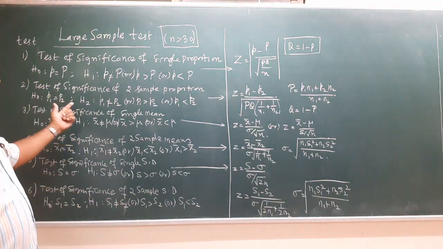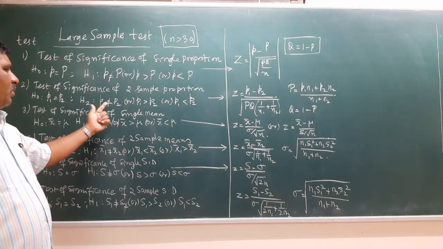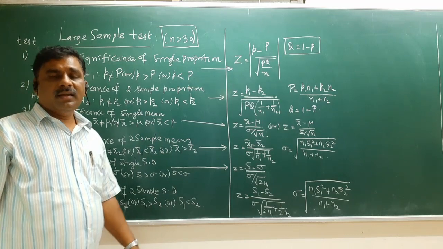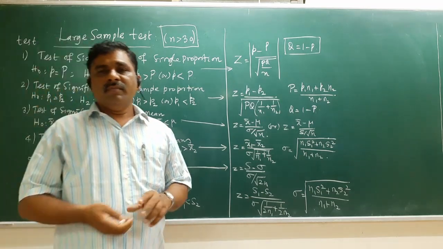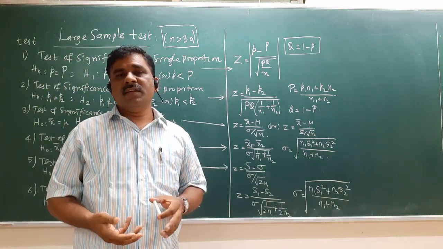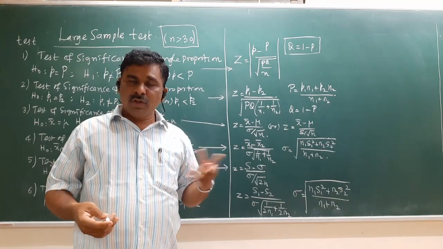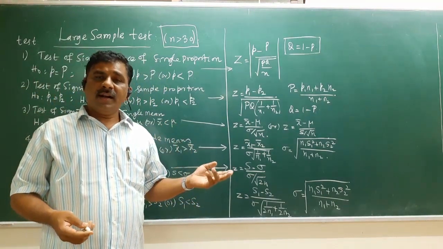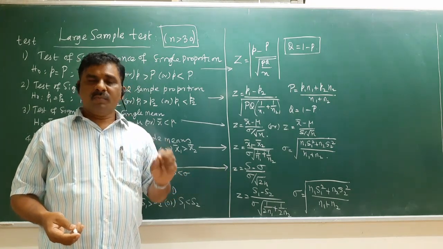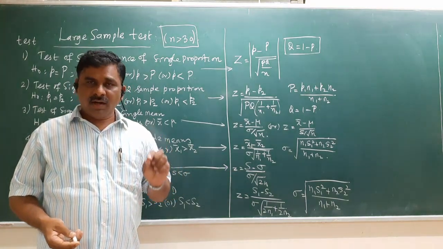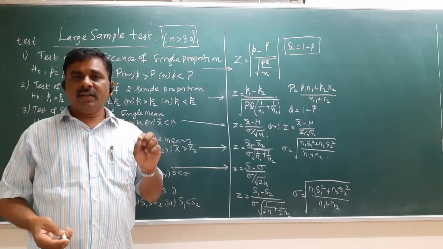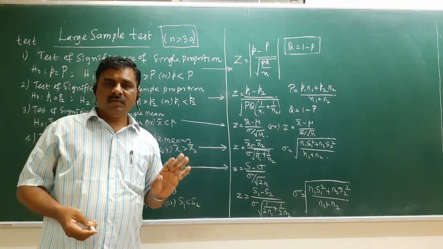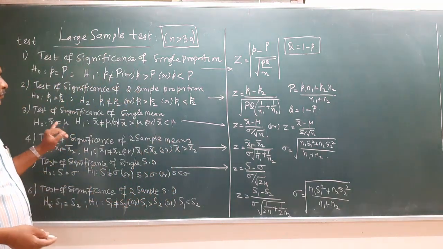What is the alternative hypothesis? There are 3 cases. P1 is not equal to P2, P1 greater than P2, P1 less than P2. But few students have made the mistake of writing more than one alternative hypothesis for one problem. You have to write only one alternative hypothesis. If you write more than one alternative hypothesis, that is wrong. You have to write any one of these.